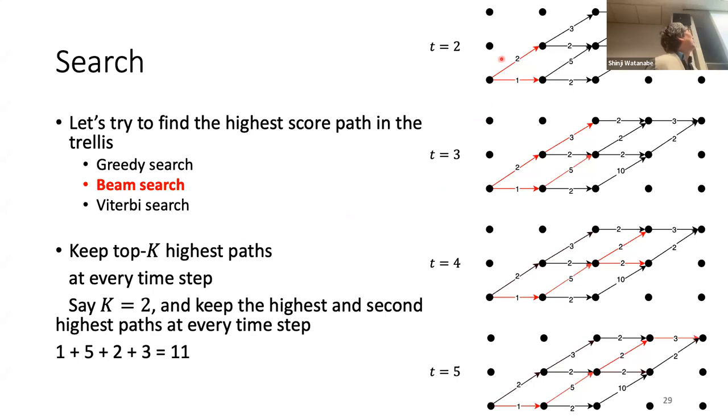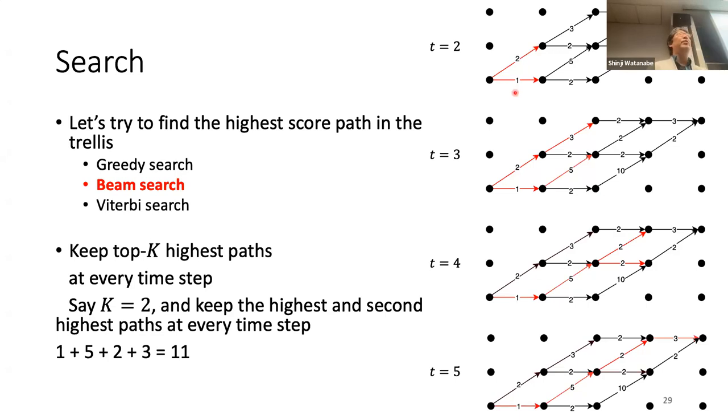Greedy search, we always take the top result. But this means that, for example, from here to here, this one might get a higher score later in the accumulation of the passes, right? So we are not sure this kind of decision is correct or not.